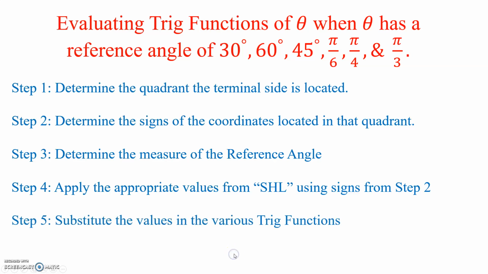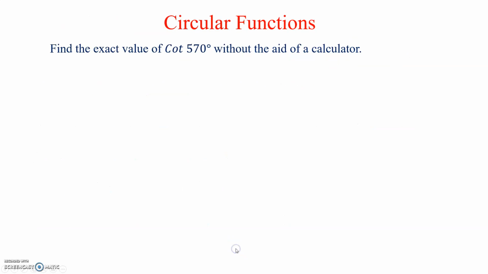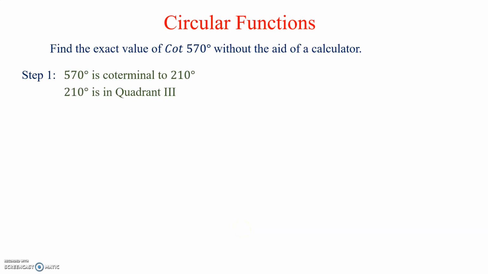And then the last thing, we just applied the appropriate values for that particular trig function. So let's look at a couple examples. It says find the exact value of cotangent 570 without the aid of a calculator. So step 1 was to determine what quadrant it was in by first identifying the coterminal angle. The coterminal angle that was between 0 and 360 was 210 degrees.